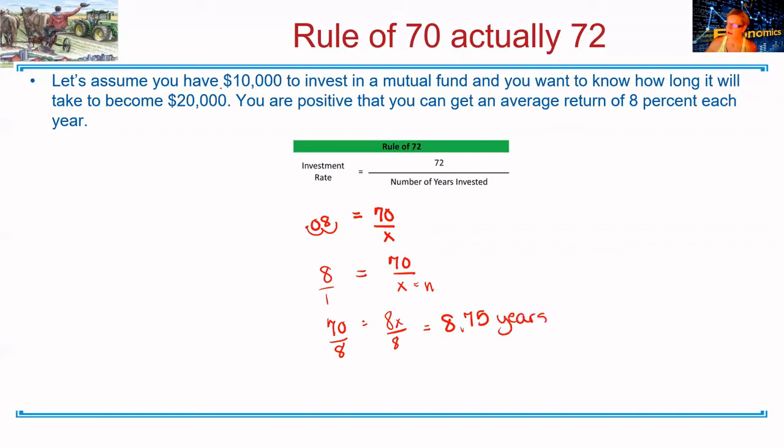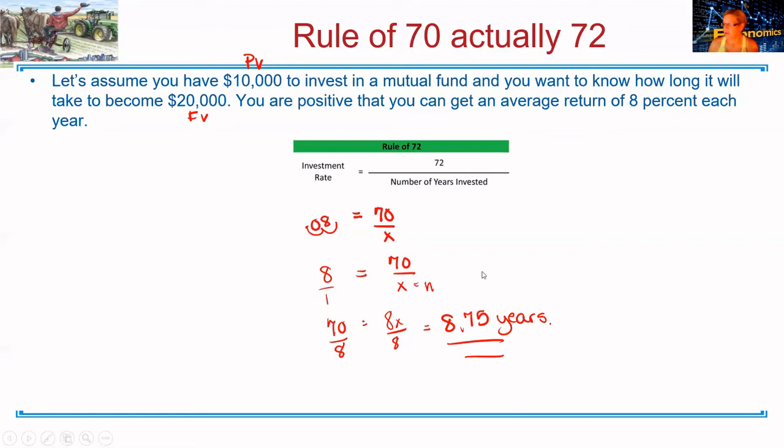It will take you investing $10,000 today. That's your present value. We know our future value. And what we're looking at is how long will it take to double? It'll take 8.75 years, which is 8 years and how about 9 months? Okay. So hopefully that makes sense.